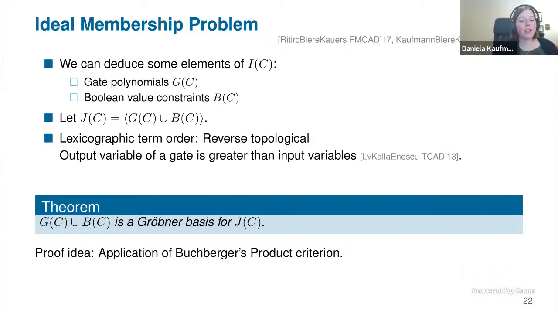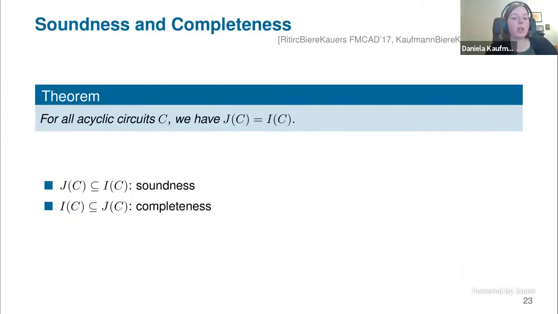So in fact, in our case, we do not have to do any computation. Now we have our two ideals. We have the ideal I of C, for which we want to derive the ideal membership. And we have our second ideal J of C, for which we already have a Gröbner basis. And we can actually show the following: for all acyclic circuits, those two ideals are the same, which boils down to soundness and completeness of the method.